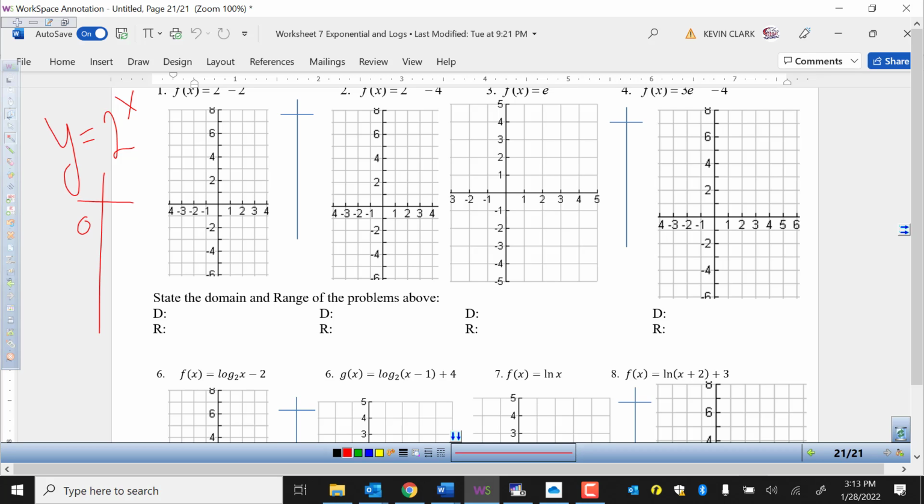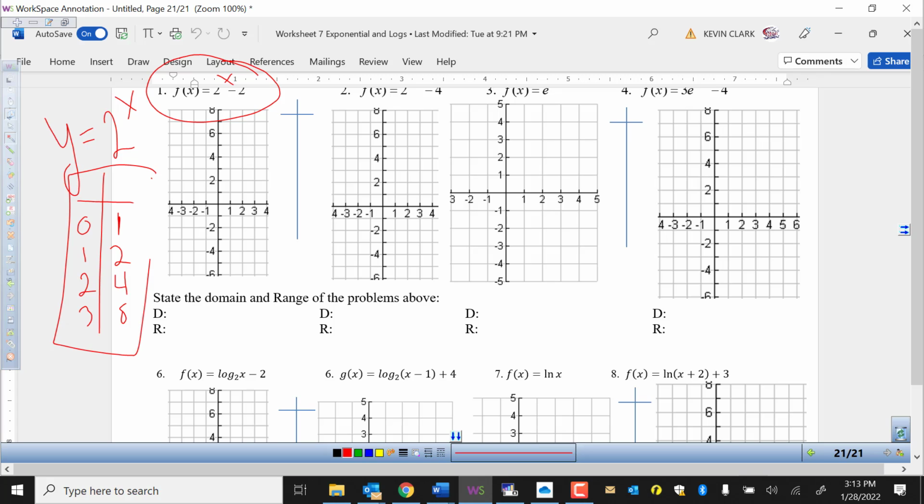You plug in 0, 2 to the 0 is 1, because anything to the 0 power is 1. Plug in 1, you get 2. Plug in 2, 4, 3, 8, 4, 16, and so on. Now this first one is 2 to the x, but it's minus 2, so you're just going to move it down 2. But this is the same t-chart you use for every 2 to the x.